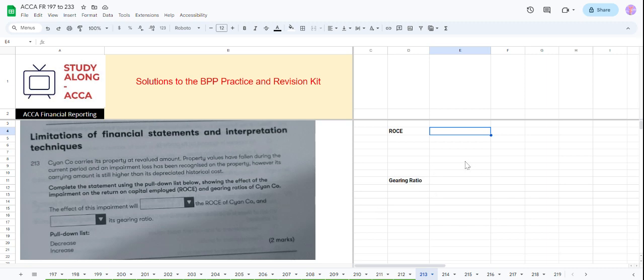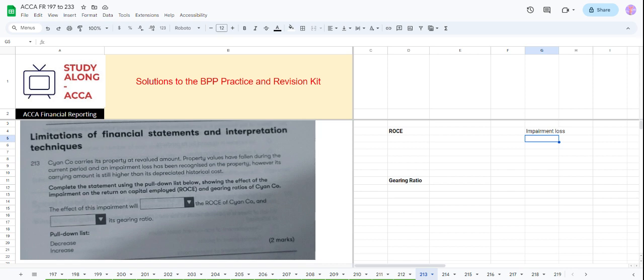This company carries its property at revalued amount. Property values have fallen during the current period. So their property values have fallen, and an impairment loss has been recognized on the property. However, its carrying amount is still higher than its depreciated historical cost. But there is an impairment.